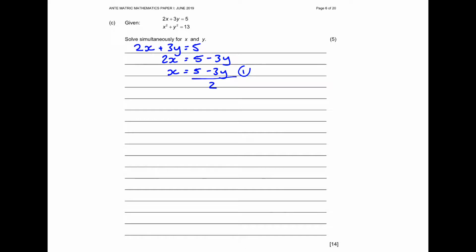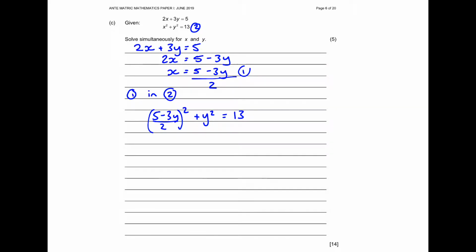I'm going to label the second equation 2. We now substitute equation 1 into equation 2. So wherever we see an x in this equation, we're going to replace it with that fraction. All right, so x squared means that (5 minus 3y) over 2, squared. That replaces the x. Then we've got our y squared, and we've got our 13 on the right-hand side of the equation. Okay, now our aim is to solve for y. We only have y in the equation.